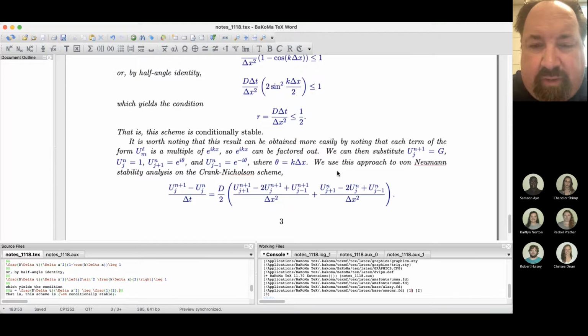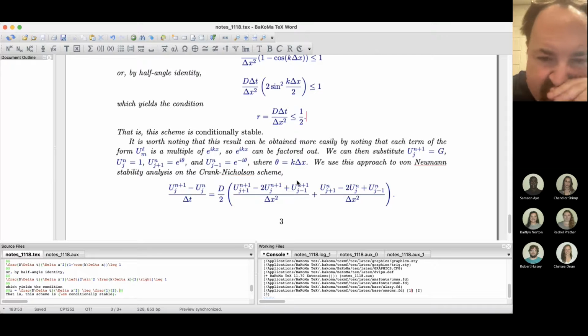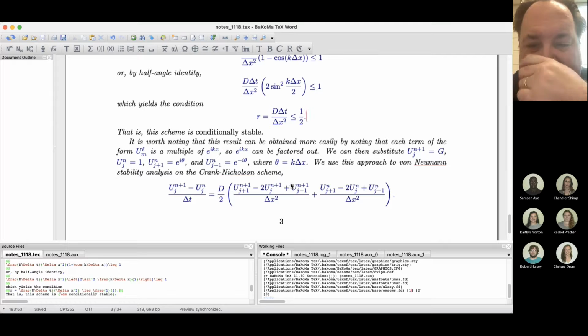Here's von Neumann analysis for another scheme, Crank-Nicolson. So here we have a time derivative approximated using a forward difference again. But here we have 1/2 times uxx at time tn plus 1, corresponding to this, plus 1/2 uxx approximated at time tn. We can see that from the superscripts here.